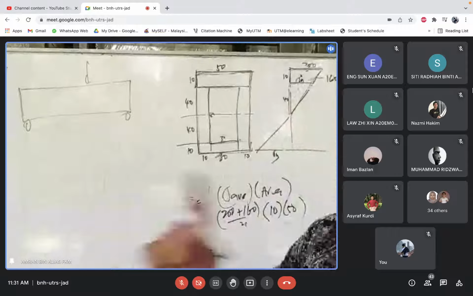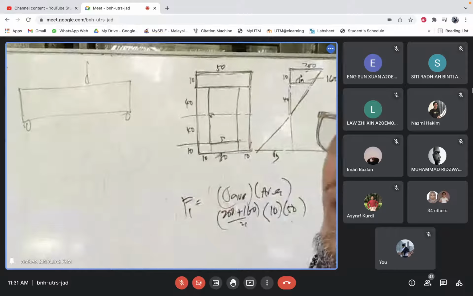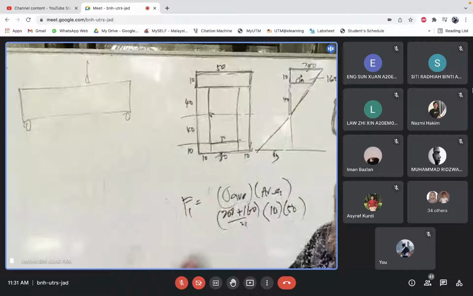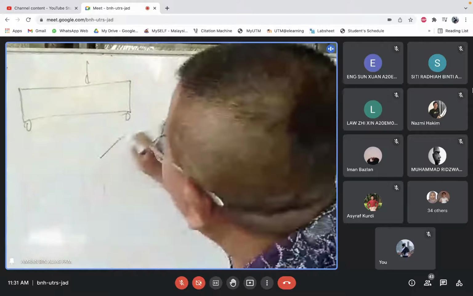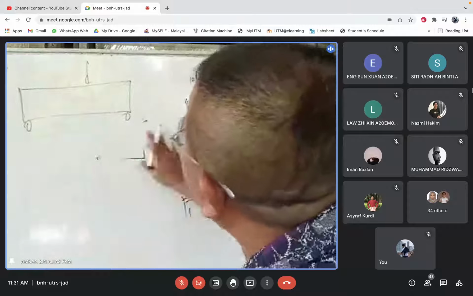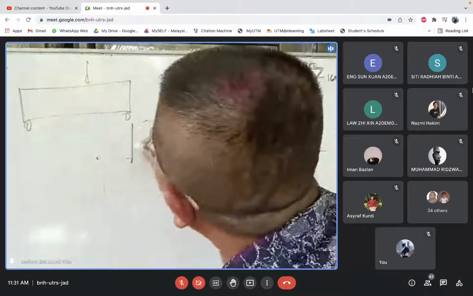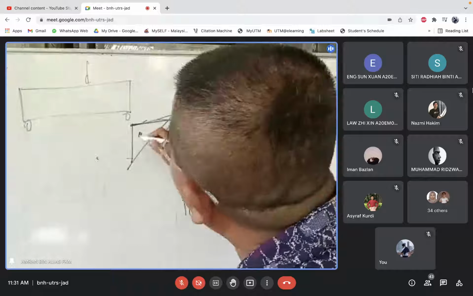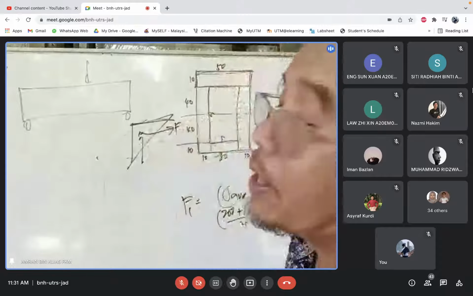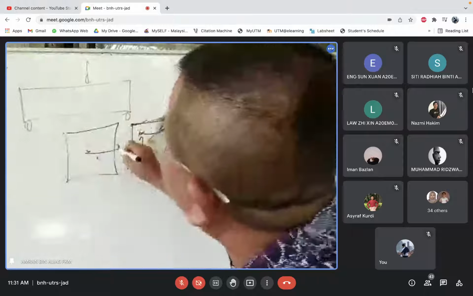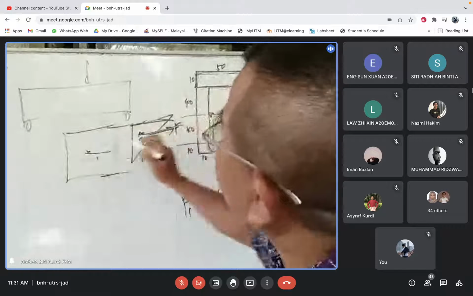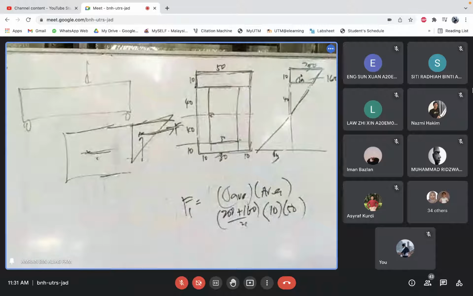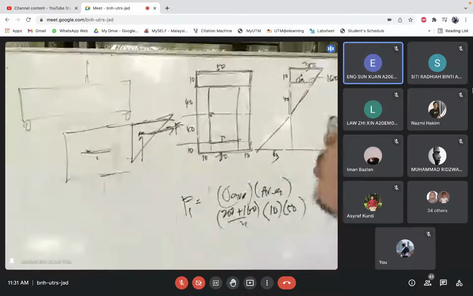F1, no problem. But where do you put that F? The problem is, where do you put that F? If there is a triangle, you can put that F at 2/3 from that one. If it's a square, it is half. But now it's not a square, it's not a triangle, it's a trapezium. Where do you put that F? Problem. Need to combine both. Yes, how to do that?